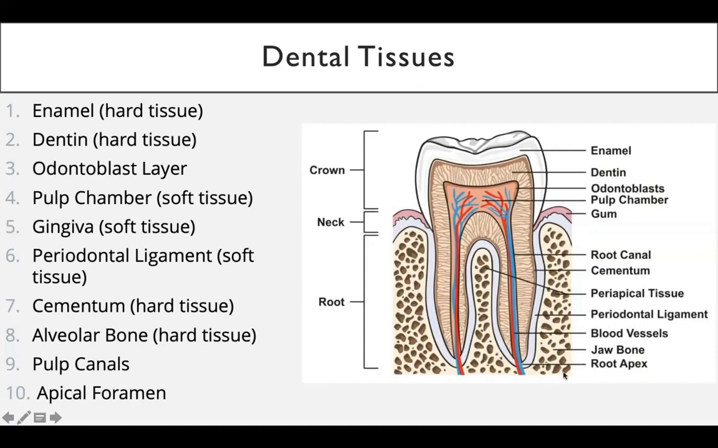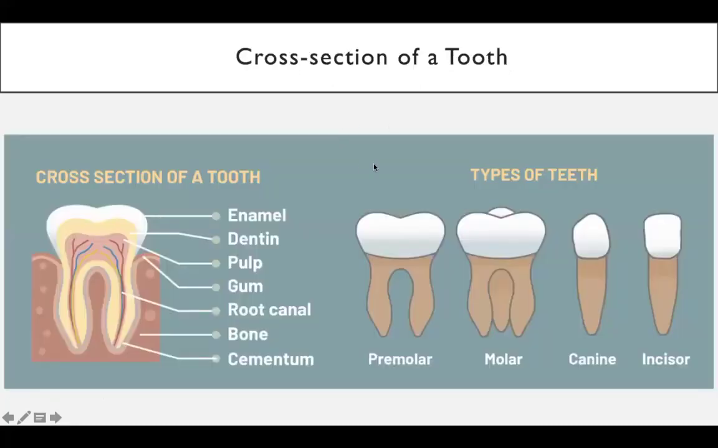Apex is not the tip. Tip is this, apex is this. This is the incisal surface for cutting, or occlusal surface for molars. This is the apex, the root apex. So this is a cross section of a tooth. Again: enamel, dentin, pulp, gum or gingiva, root canal, bone, and cementum.